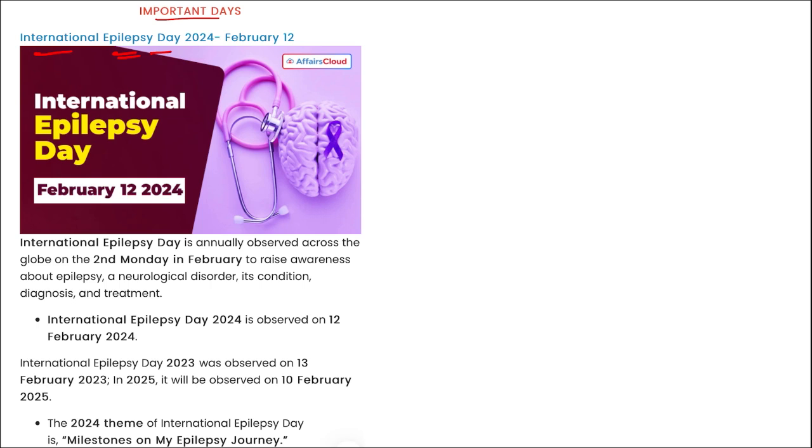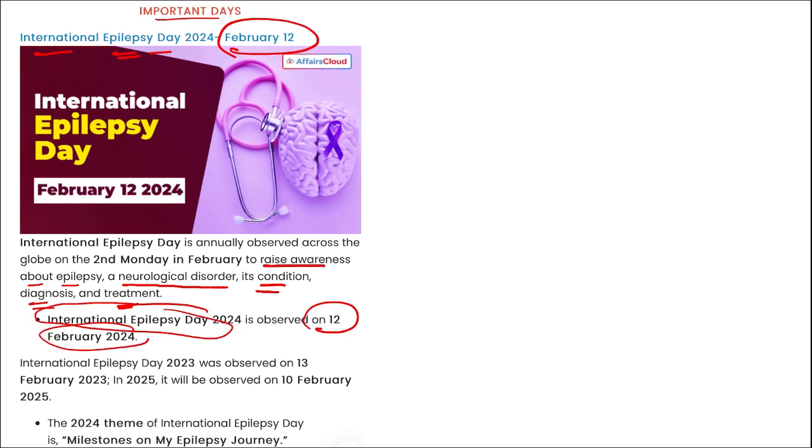Next important is International Epilepsy Day. International Epilepsy Day is observed on 12th of Feb, and it is to create awareness about epilepsy, that is a neurological disorder, its condition, diagnosis and treatment. This International Epilepsy Day was observed on 12th of Feb 2024, and it was observed on 13th of Feb in 2023, and in 2025 it will be observed on 10th of Feb.